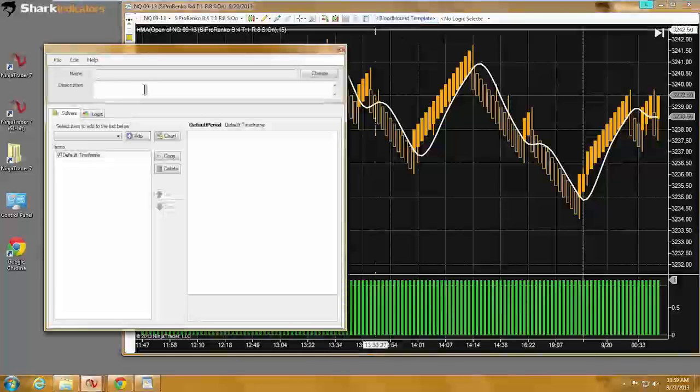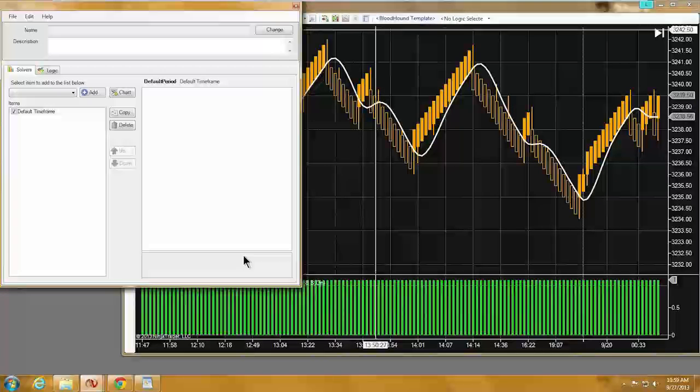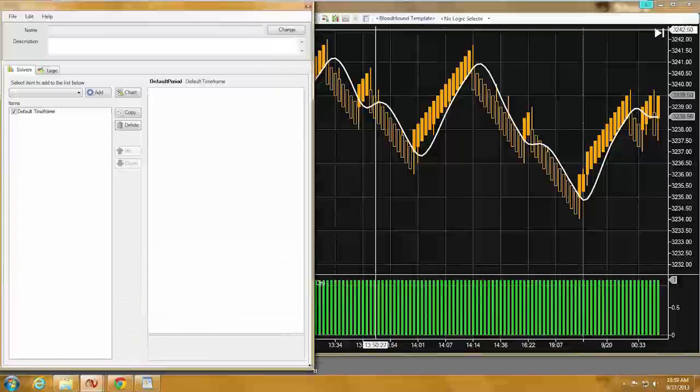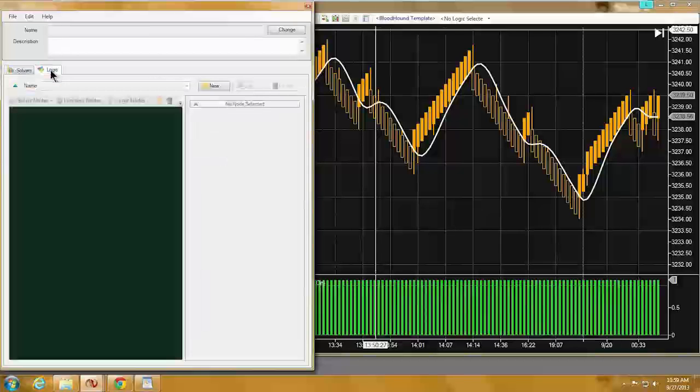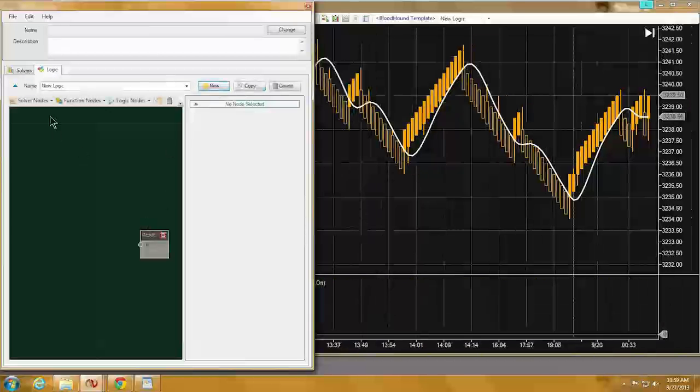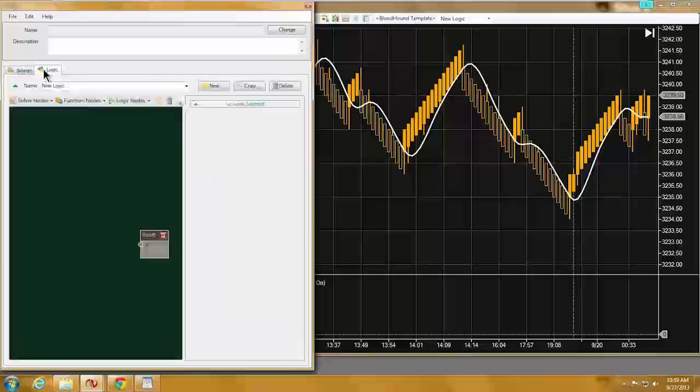All right, so now I'm going to begin building the little test system here in BloodHound. So my signal is going to be very simple. Oops, let me go back to the Logic tab. I'm just going to be looking for a price reversal entry. And let me kind of clarify this. Entry on a pullback.